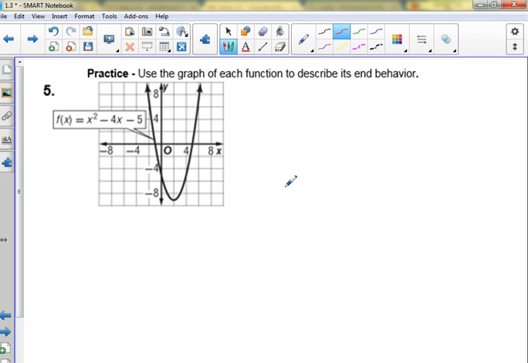Left end would be number 5. Oh, the x would be -infinity, yes. But what's the left end? The y would be infinity. Right side, you would say x is positive infinity, y is positive infinity, because they're both up, okay?